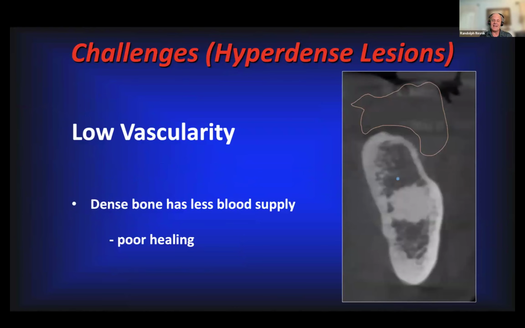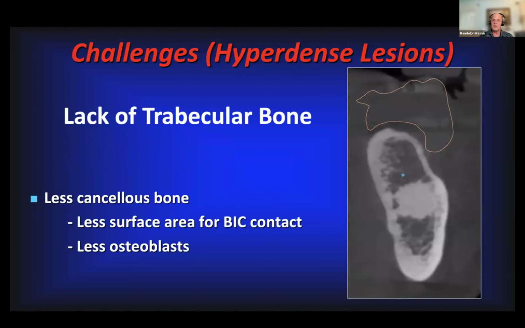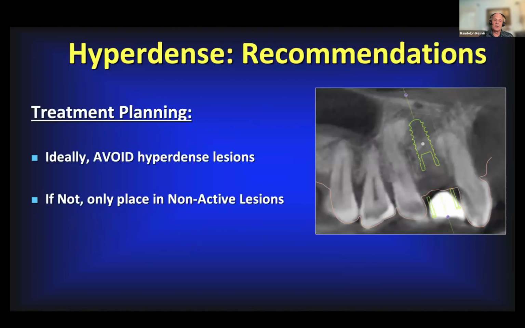So without the blood supply, that area is going to heal a lot slower. Secondly, when we drill through it, it's going to generate a lot more heat. So when we perform surgery and our osteotomy, we want to use a lot of irrigation and new drills so they're very sharp. And also, because there is no trabecular bone in that area, it gives us less surface area for bone to implant contact. We know that trabecular bone has more osteoblasts than cortical bone, so the bone remodeling and bone regeneration process is a little bit slowed.